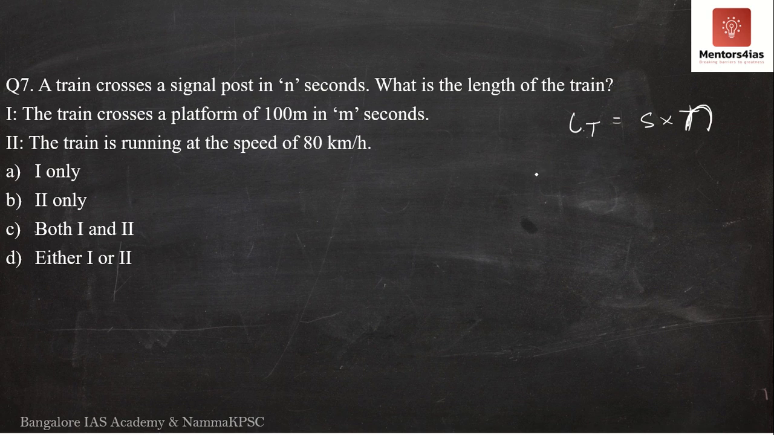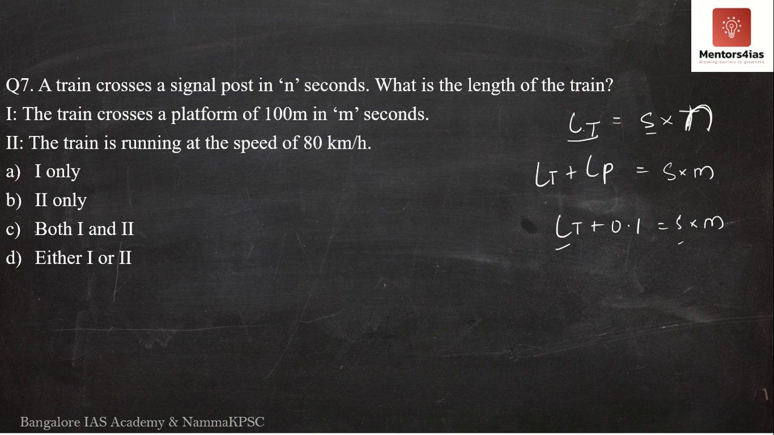The first statement says length of the train plus length of the platform, which is 100 meters, is able to cross it in m seconds. The speed of the train remains the same in m seconds. So therefore, I can say Lt plus 0.1 is equal to s into m over here. Now, there are two unknown variables, length of the train and the speed of the train. Now, don't say that n and m are also unknown variables. It represents some value. For the sake of the question, take n and m to represent some value. That is what the question is trying to say. It is not simply n and m.